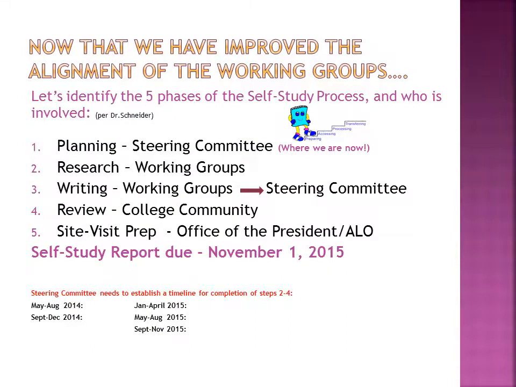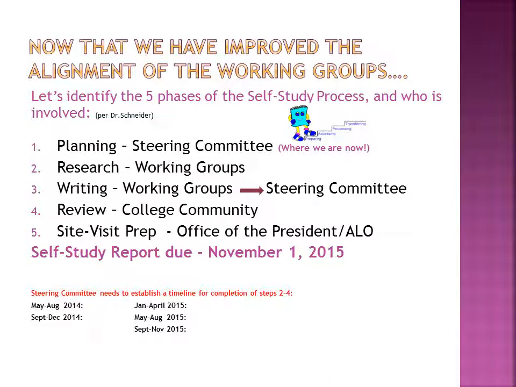Now that we have a new and improved alignment of the working groups, let's identify the 5 phases of the self-study process and who is involved. The planning stage involves the Steering Committee, and that is where we currently are at this time. Research is completed by the working groups. Writing of the self-study report starts with the working groups and is submitted to the steering committee for review and revision.